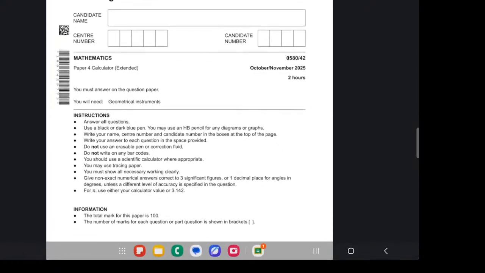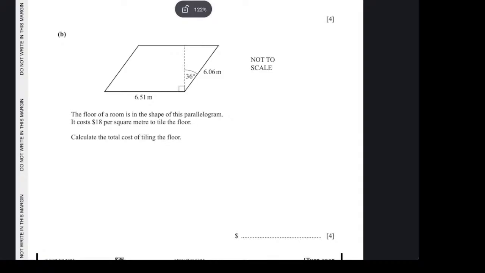Is this a parallelogram? Let me see. Okay. Here's a parallelogram. And they're saying whatever the total cost. Square meter here is like meter squared, so it has to do with area. Whenever they ask for cost of something, of a shape, it's area. So basically they are asking you for the area of this parallelogram.